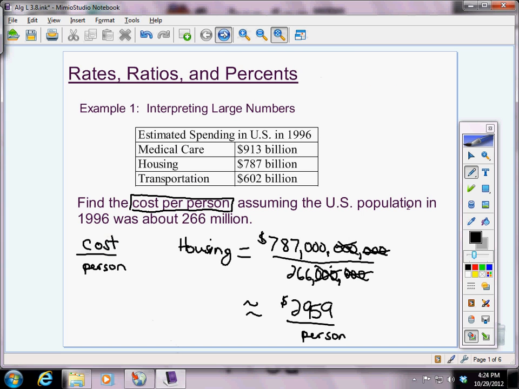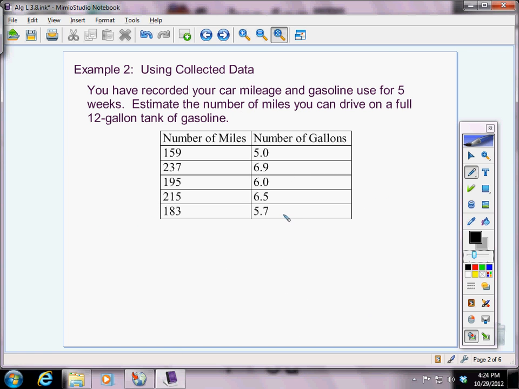Let's look at another example. It says you have recorded your car mileage and gasoline use for 5 weeks. Estimate the number of miles you can drive on a full 12-gallon tank of gasoline. This one requires a little bit of thought. We have to recognize what we want. We want to estimate the number of miles we're going to drive on a 12-gallon tank. When we're thinking about miles and gallons, it's not all the same.